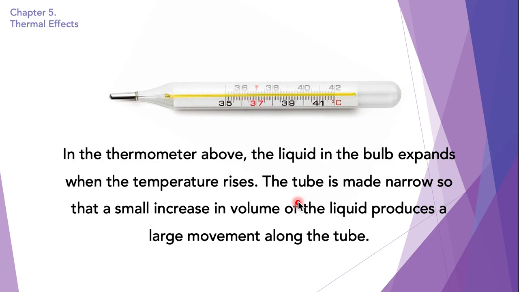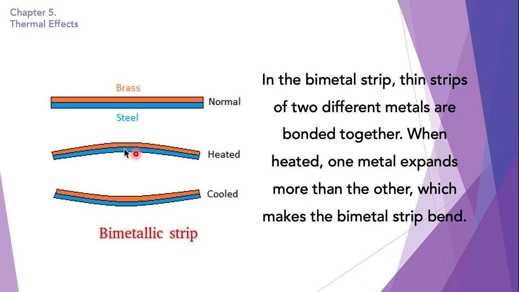The second example is the bimetal strip. In the bimetal strip, thin strips of two different metals are bonded together, like in this example, brass and steel. When the strip is heated, one metal expands more than the other, which makes the bimetal strip bend. As you can see, the brass expands more than steel. That is why when it is heated, the bimetal strip is like this. And when it is cooled, the brass contracts more than steel, so it becomes something like this.